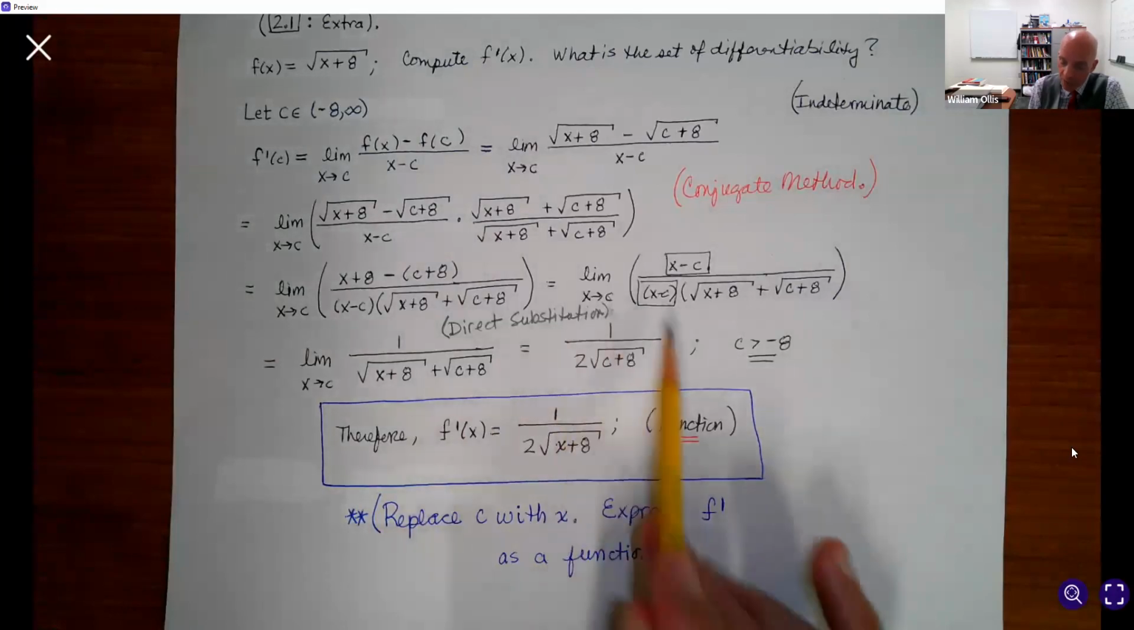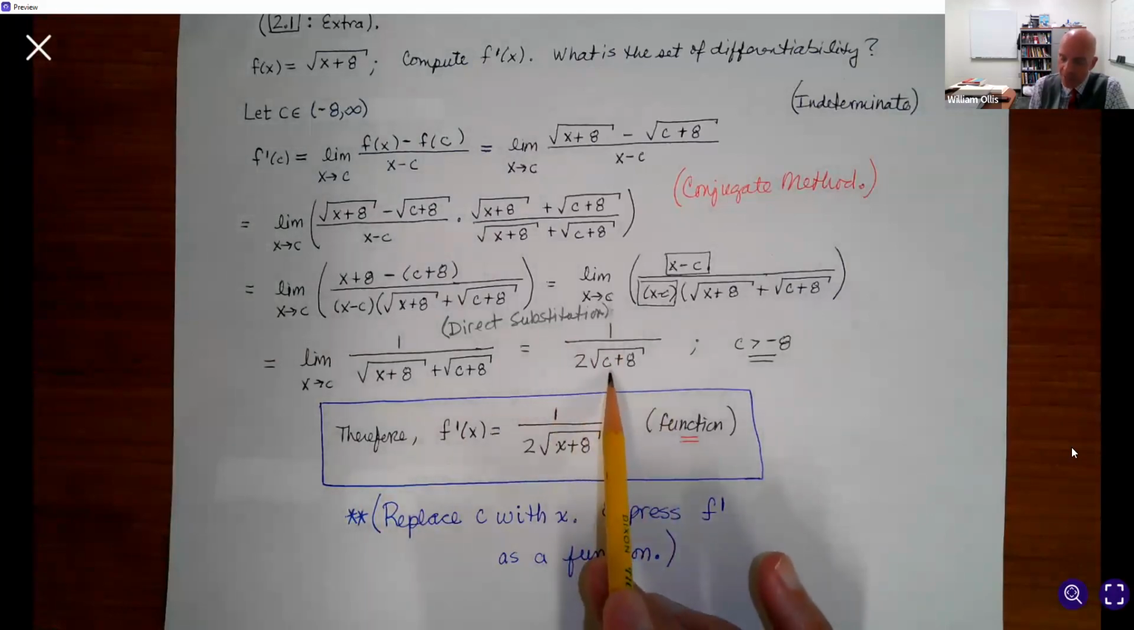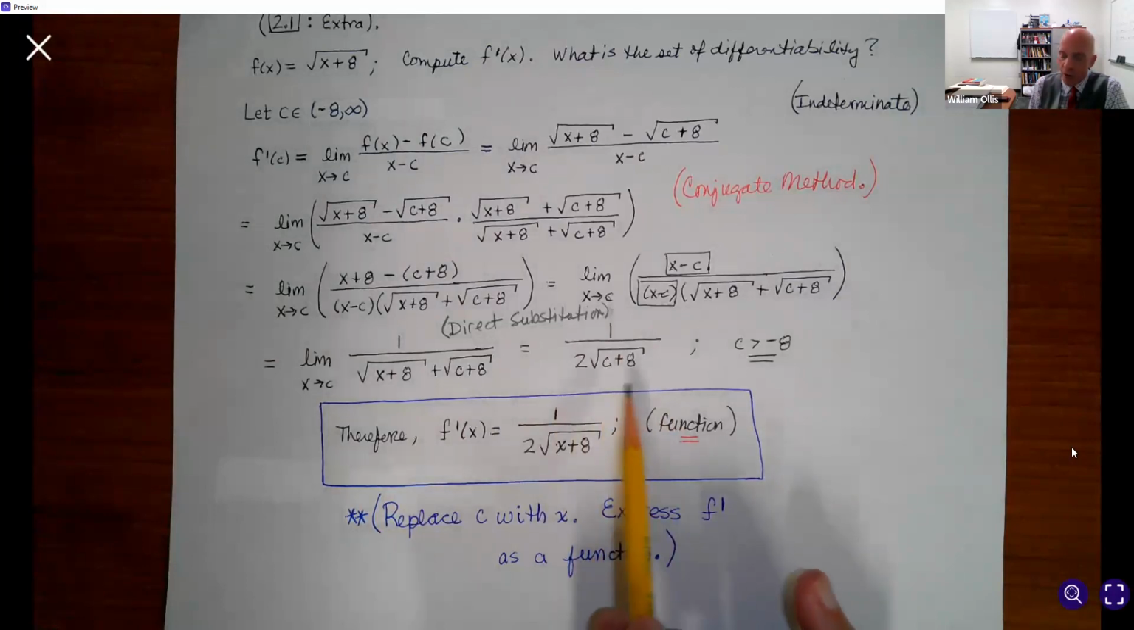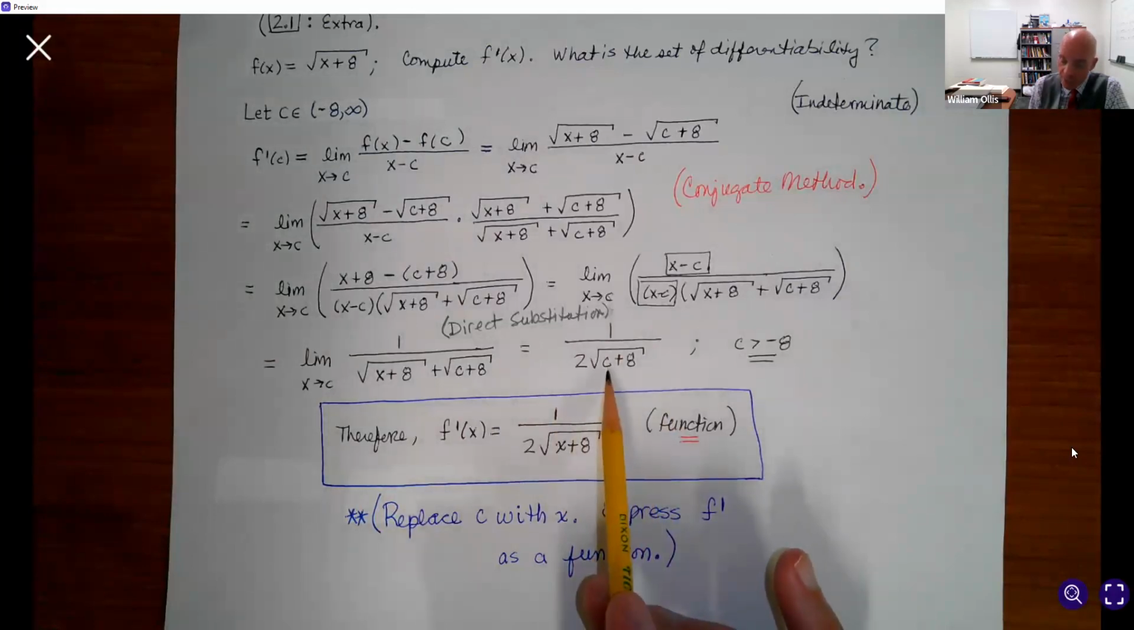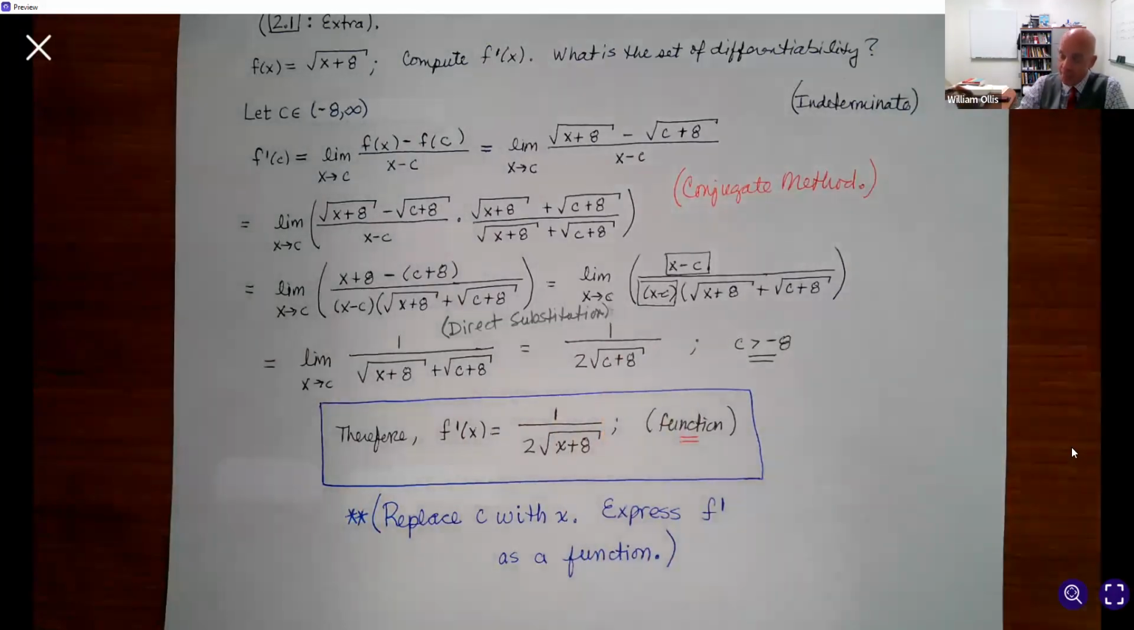And so now we look at this and say, okay, this gives us the definition of the derivative where it actually exists. And so, of course, that just means that we avoid -8 and get anything bigger.